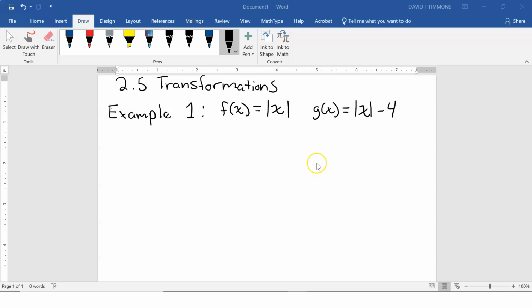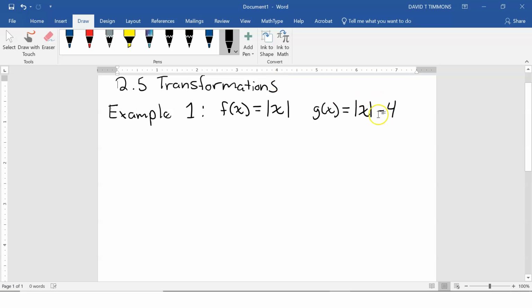So when we look at this example, this is our base function f of x, the absolute value function, and then this is the transform function. And so the methodology we're going to follow is, well, what transformations do we have? What order do we do them in? And what do we have to do with that transformation? So that's a key first step.